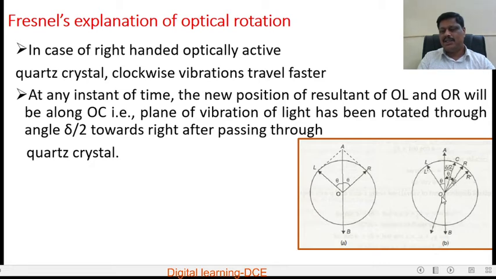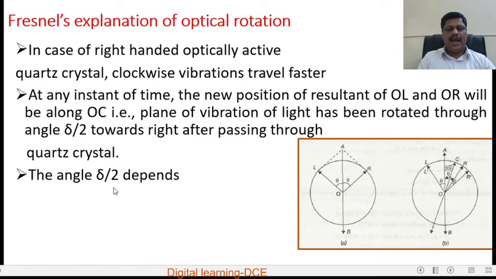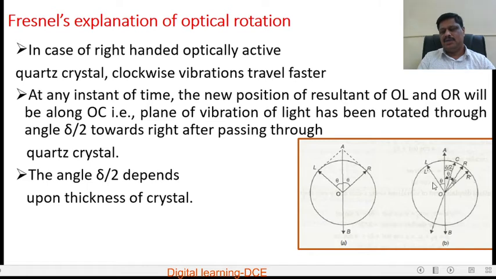But the resultant of the left-handed and the right-handed vibrations is along OC and makes an angle delta by 2. The angle delta by 2 depends upon the thickness of the crystal. If the thickness of the crystal is large, then the angle of rotation is large.